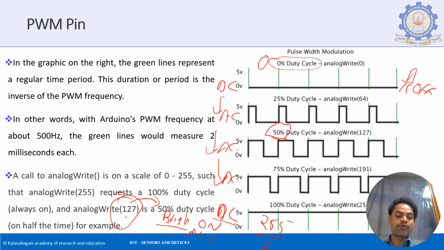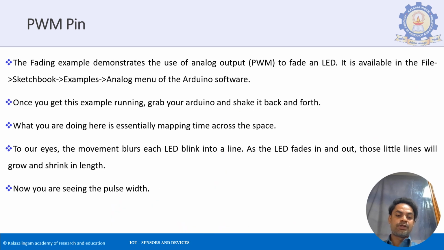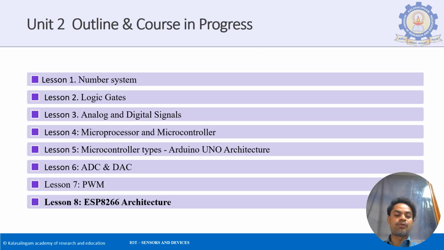And the application, I have told you earlier, why it is going to be used. So this PWM is available in your Arduino itself. When you go into the Arduino software, you can go into Sketch, Examples, Analog. You'll have the option of this particular program, PWM. You can work on that.